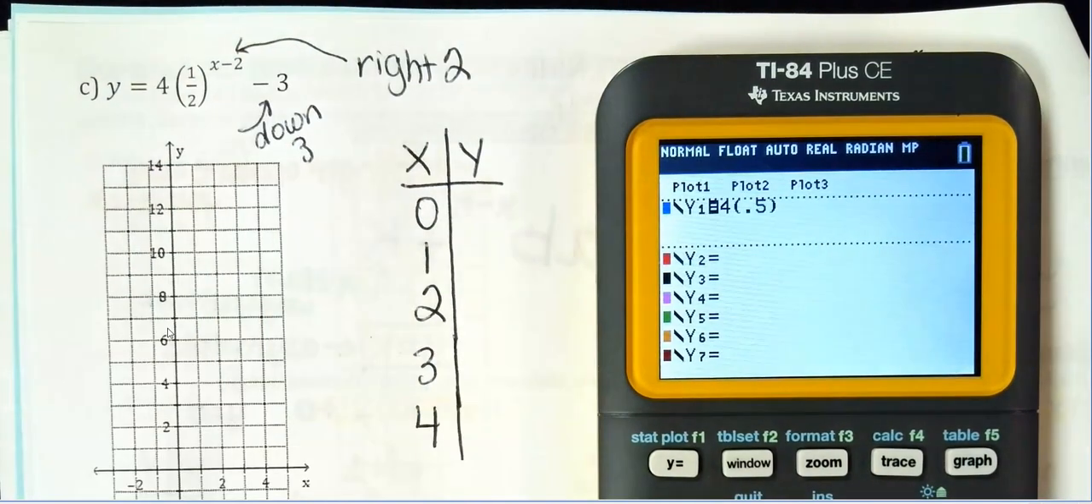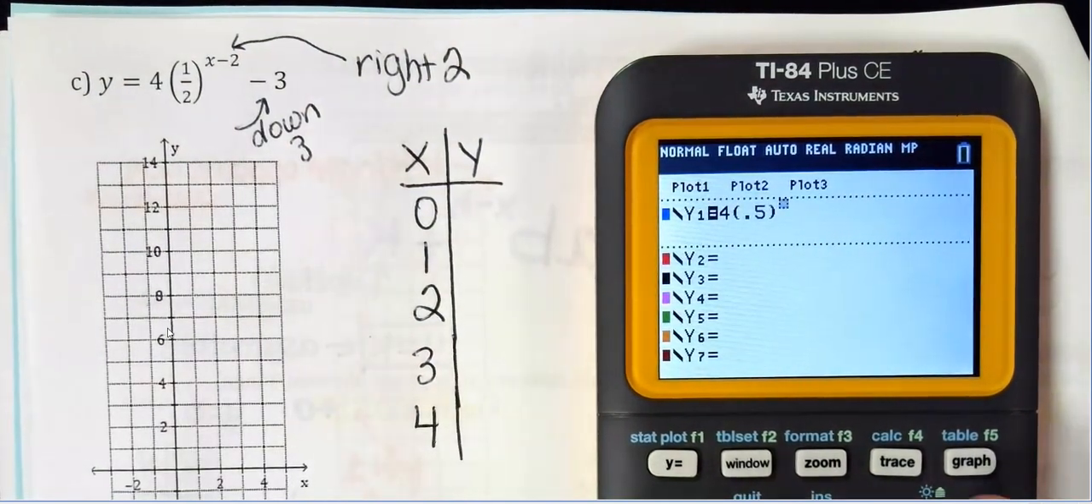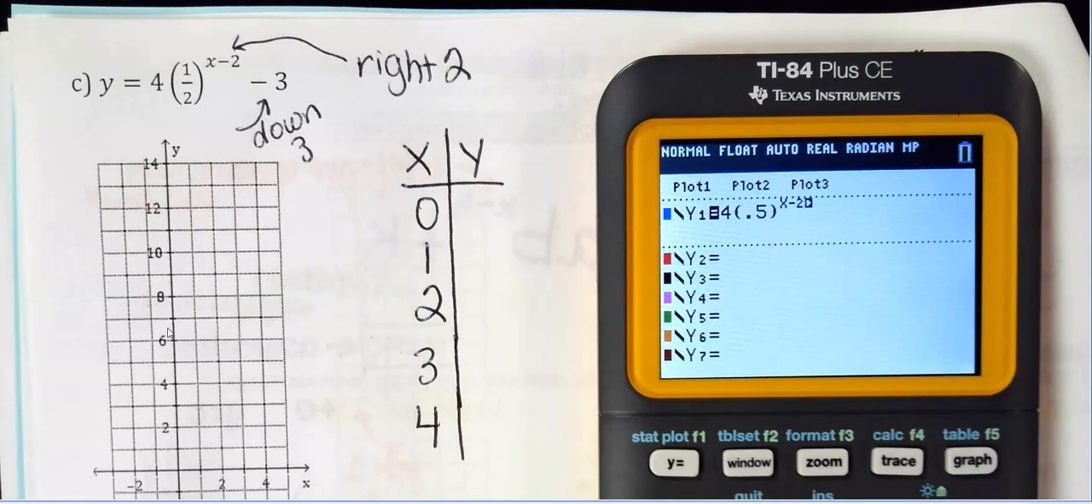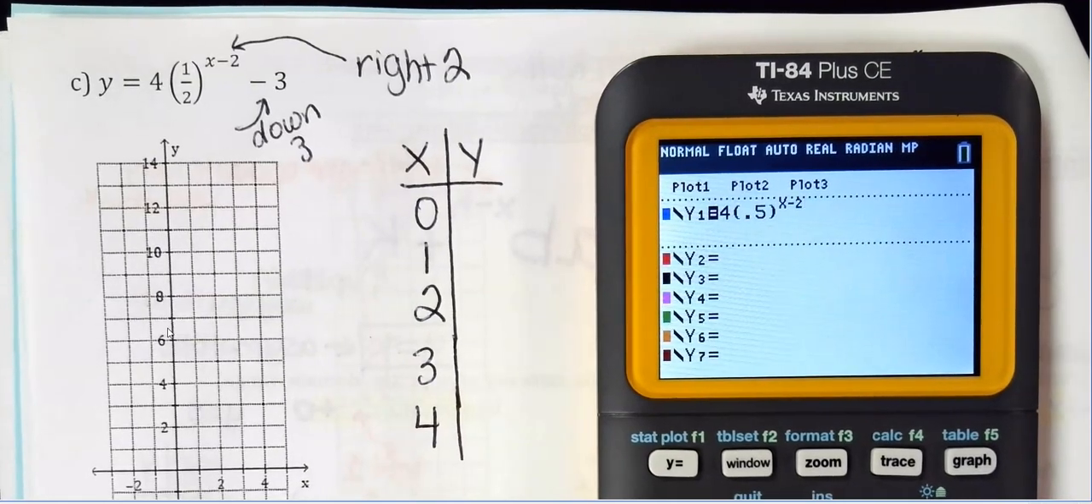Okay, so my exponent, if you have an 84 and you can see this, just do x minus 2. Make sure you're using the minus key. You do have to arrow over to get down on the level with the rest of the question to put that minus 3. And make sure you're using a minus. Don't use the negative key. Make sure you use the subtraction key.